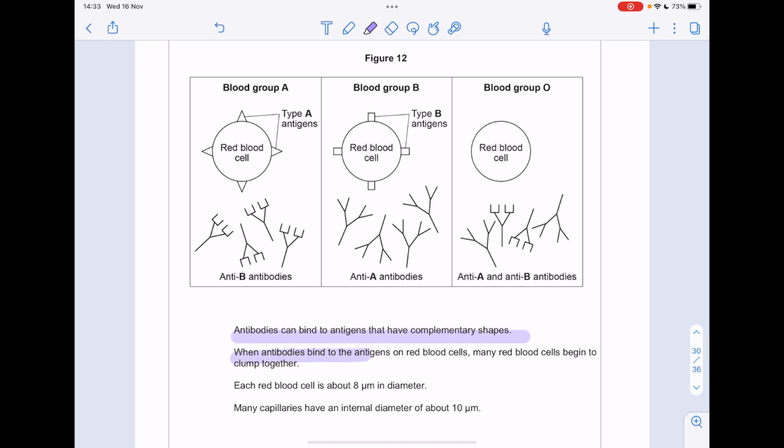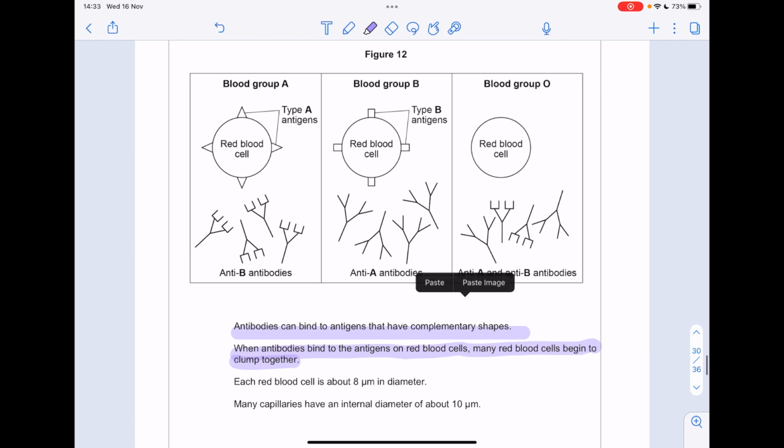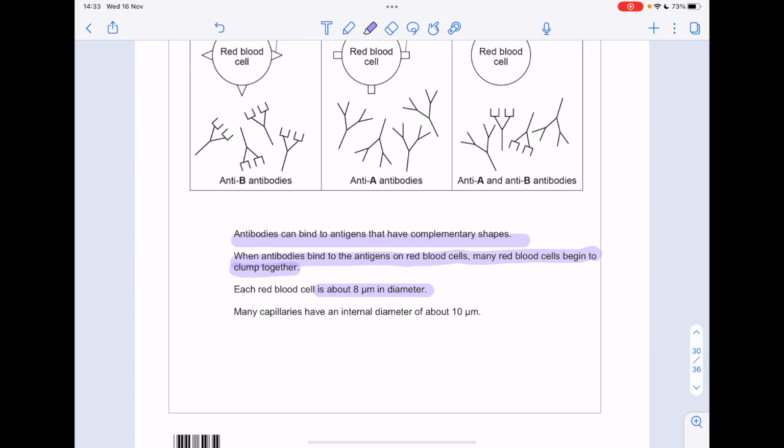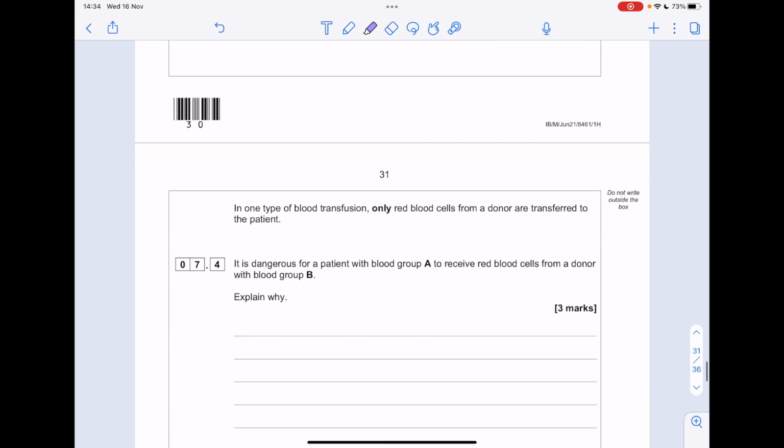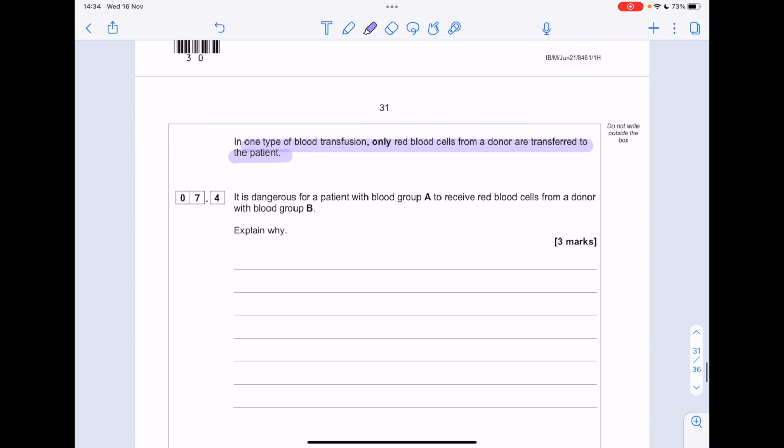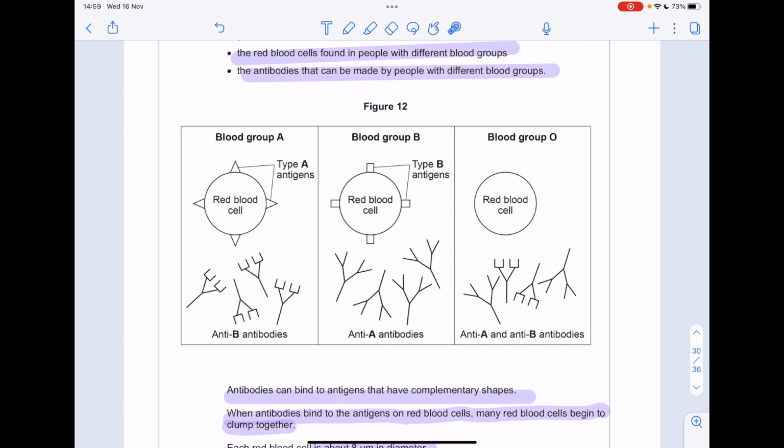When antibodies bind to the antigens on red blood cells, many red blood cells begin to clump together. Each red blood cell has an 8 micrometer diameter. Many capillaries have an internal diameter of 10 micrometers. In one type of blood transfusion, only red blood cells from a donor are transferred to the patient. It is dangerous for a patient with blood group A to receive cells from a donor with blood group B. Explain why. So in this question, we've been told that the person has blood group A, but they're receiving blood group B blood. Why is that going to be a problem?